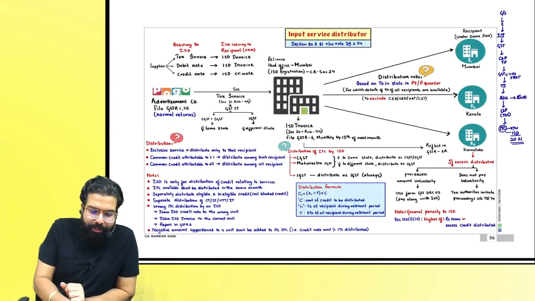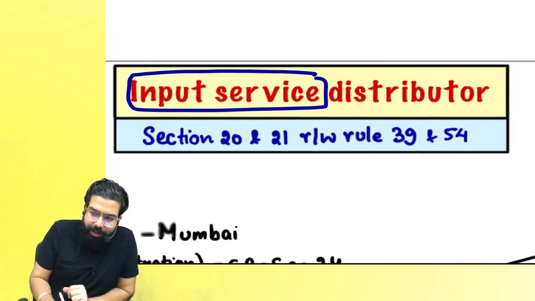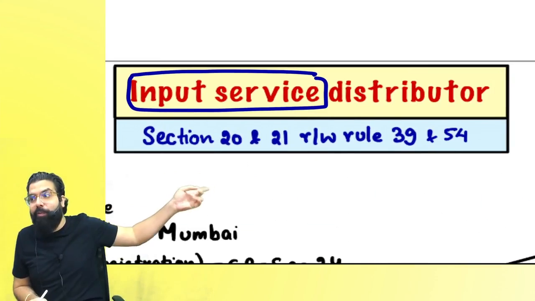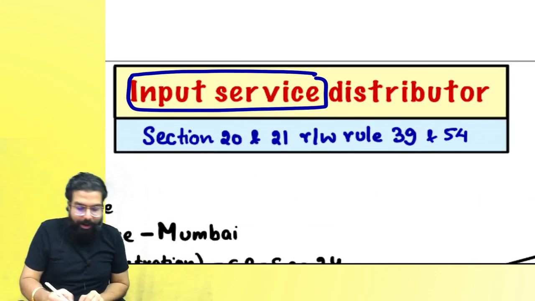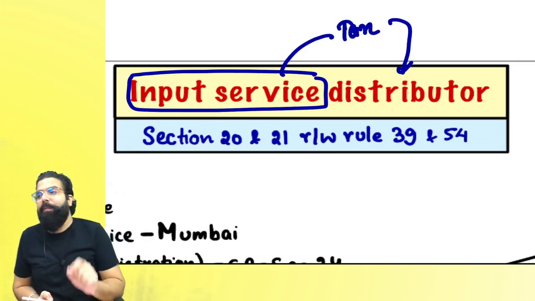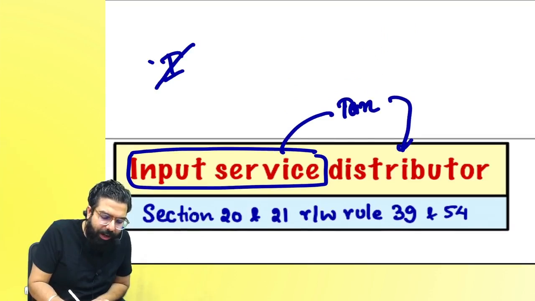First of all, always remember in your exam, the name suggests Input Service Distributor means input services which are being received by the head office for the branches which are under the same PAN. Those services' tax, GST, will be distributed by the input service distributor. They will never distribute input credit and capital goods credit.